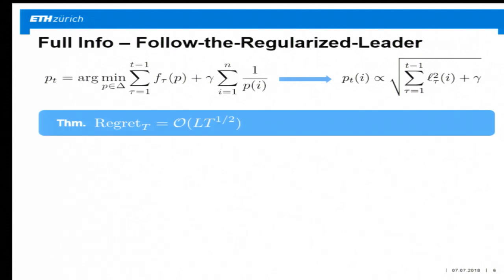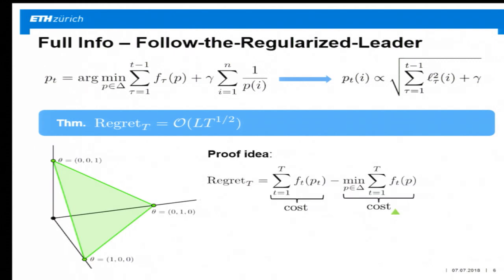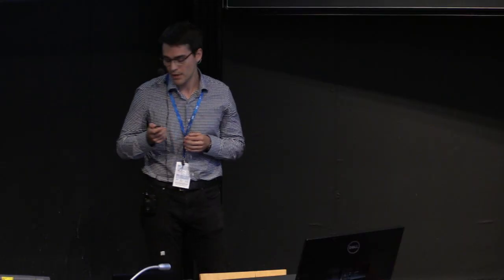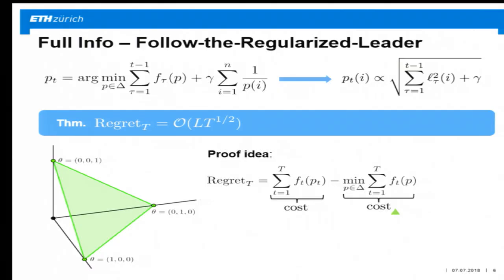So in the full information setting, we can prove that the regret is upper bounded by L times square root of T. Again, L is the upper bound on the squared losses. And the proof idea goes as follows. If we look at the regret, where we are comparing ourselves with the performance of the best sampling distribution in hindsight, we can quickly realize that since we're dividing by sampling probabilities here, if we're close to the vertices of the simplex, then both the costs and the regularizers can blow up. So we're dealing with blowing up terms here.